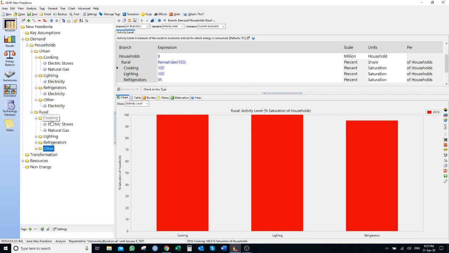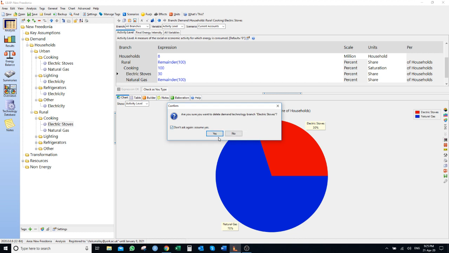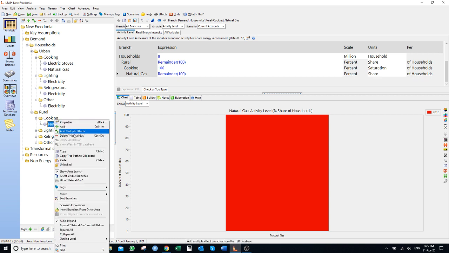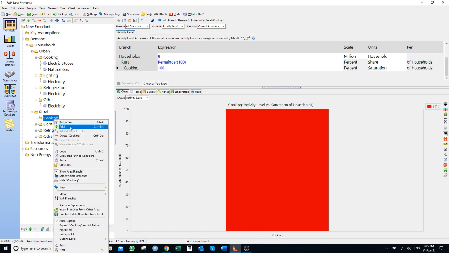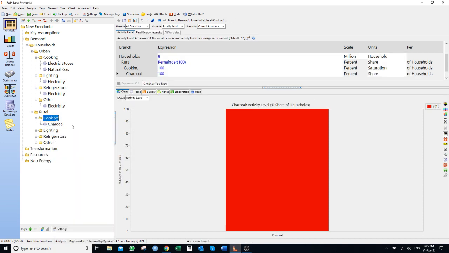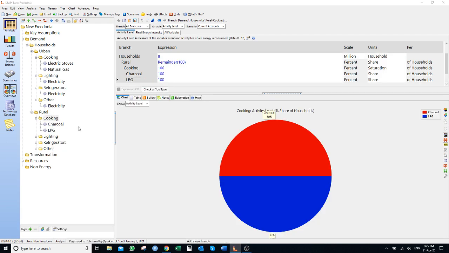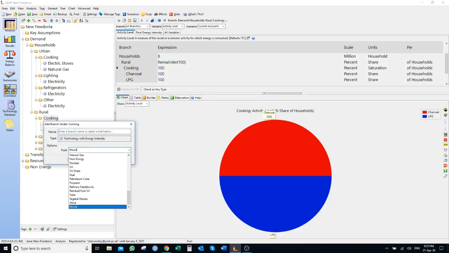But if I look at the details, I find that the types of fuels that are used in the cooking sector are quite different. It's no longer electric stoves and natural gas. It is charcoal, it is LPG, and it is wood. So I'm going to delete electric stoves and I'm going to delete natural gas from cooking, and I'm going to add in charcoal first. So I have charcoal, I have LPG, and I have wood.